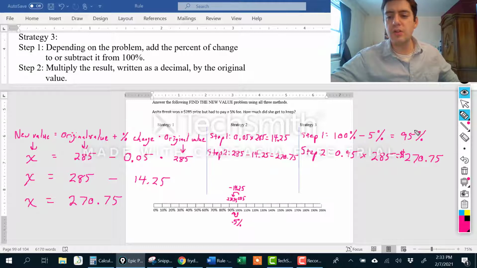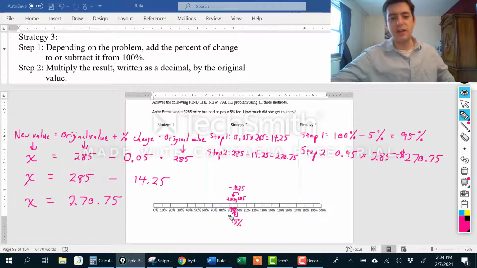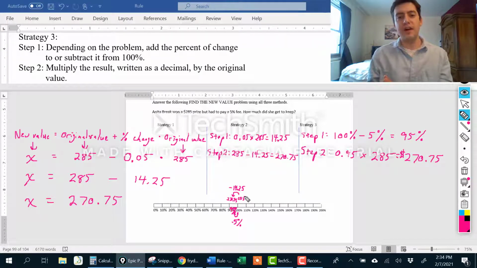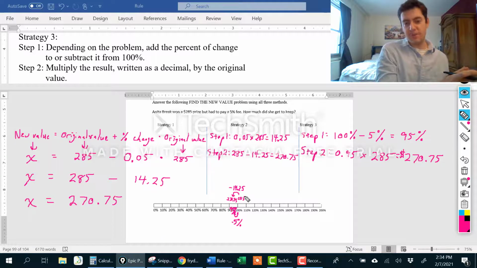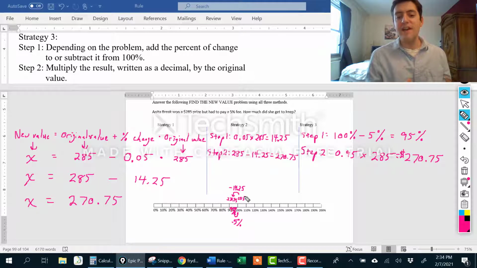And you might be wondering yourself where the number 95% comes into all of this. Well, if I start at 100% and I go down by 5%, then where I'm at over here on this side of the number line, I know that's really hard to see, I apologize, but I'm at 95% over here. So we could say that if we take 285 and decrease it by 5%, then we're at 270.75. Or another thing that we could say is that 95% of 285 is 270.75.